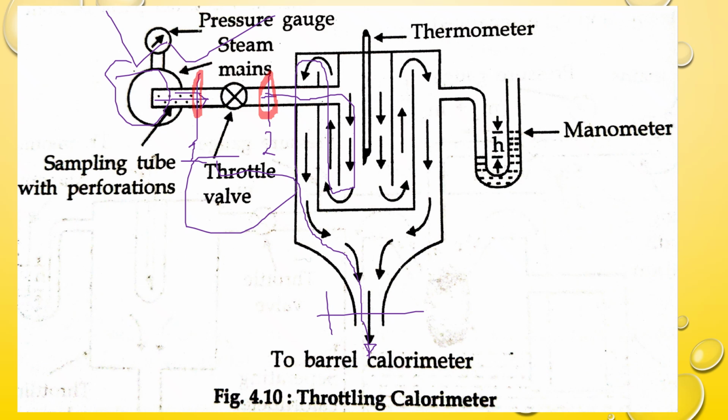So this is your throttle valve. Before that we have to measure the pressure and temperature of the steam, and after that again we have to measure the pressure and temperature. When this valve is open, all the condensate will come out, which indicates the total mass of the steam that entered the system, in this entire system.